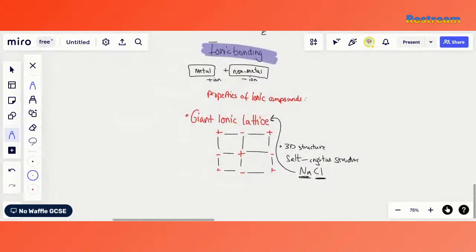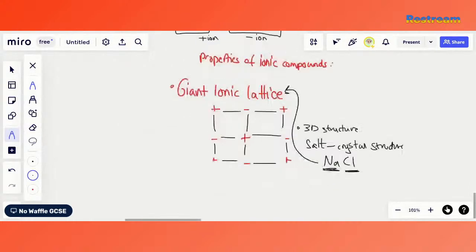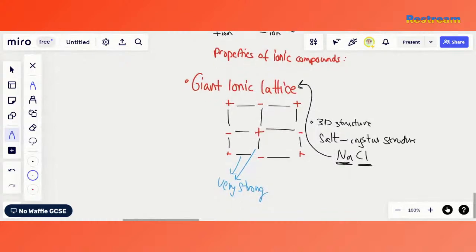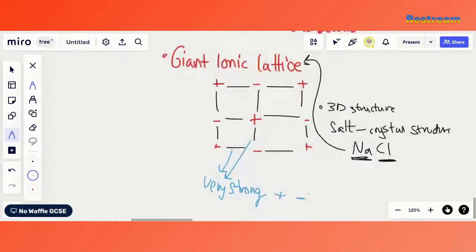Now, we need to know about these bonds here. These bonds are very strong. These ionic bonds are very strong. Why are they very strong? Because of the fact that there's a very good force of attraction between the negative and positive charges and ions. So there's a very strong electrostatic attraction.